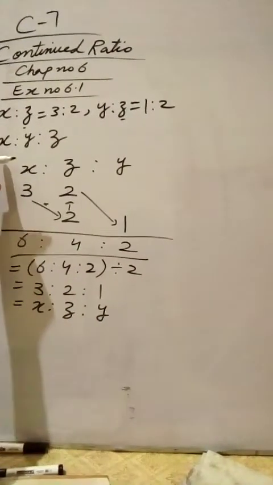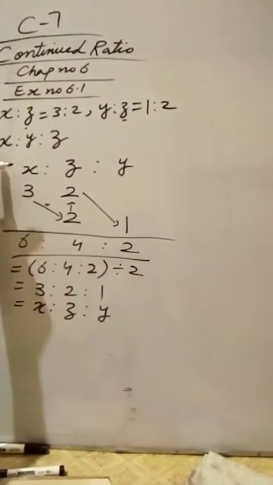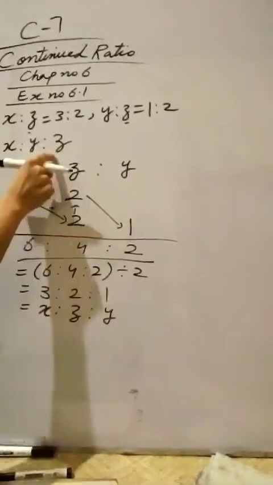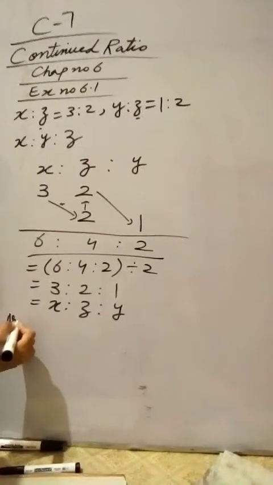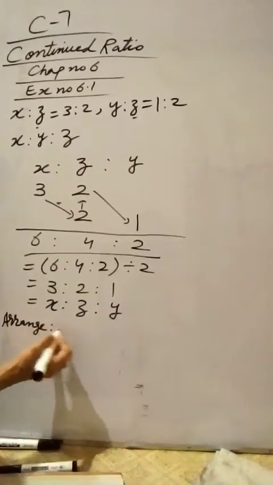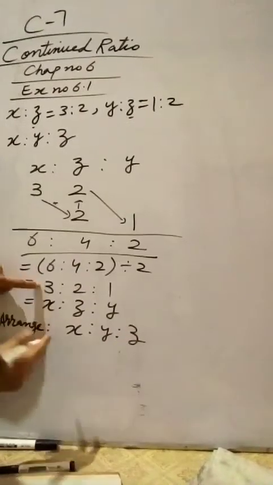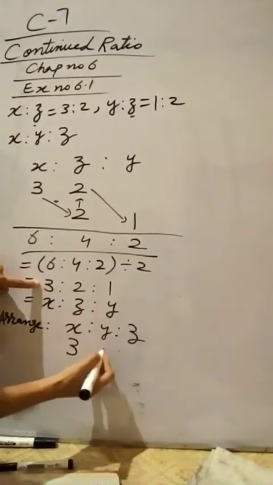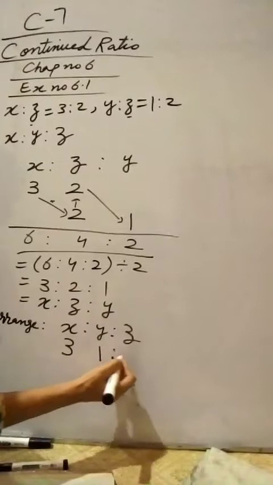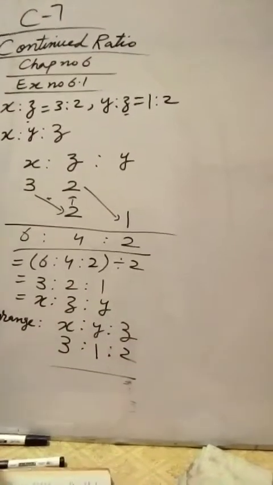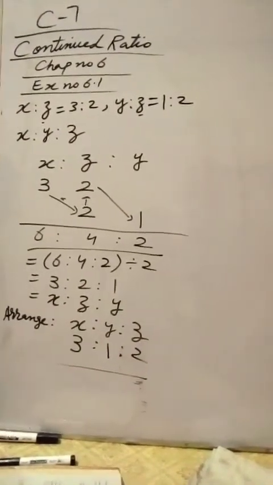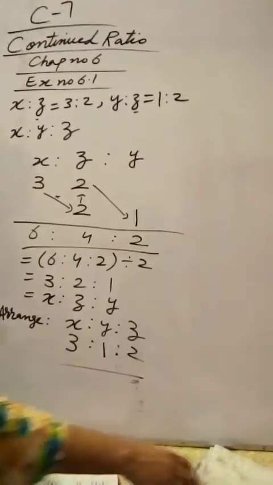But the question is to find X, Y and Z. So arrange X, Y and Z. What is the value of X? 3. What is the value of Y? 1. And what is the value of Z? 2. You have to arrange in the end. So these are the steps for solving the question.